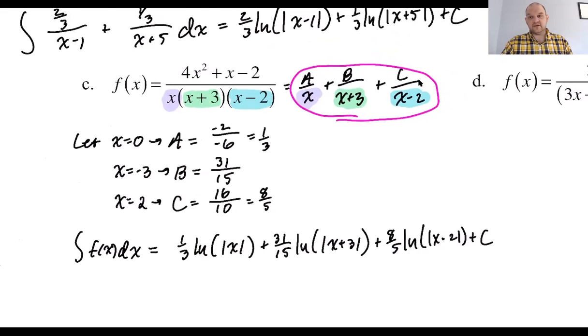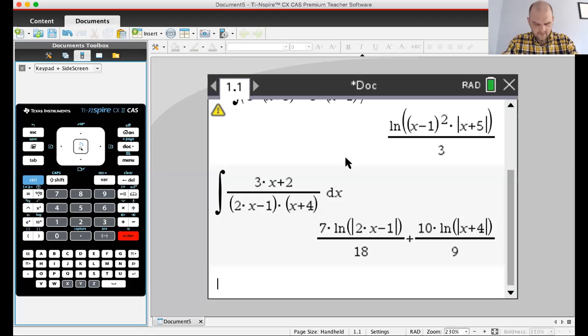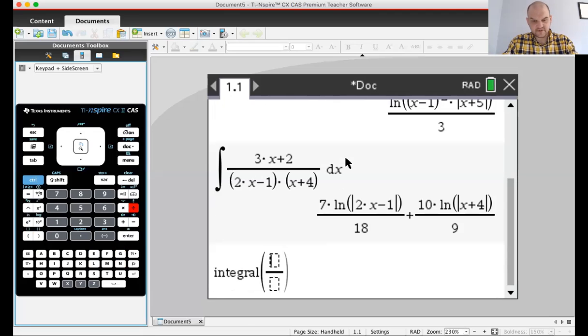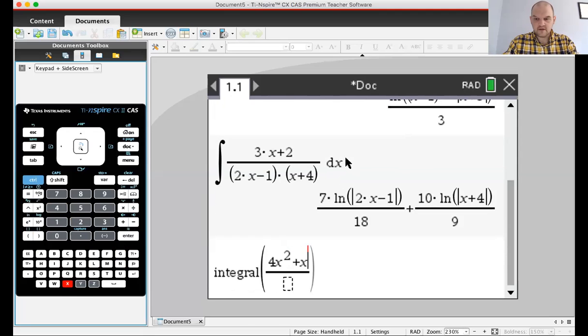Should we check? I guess so. Let's see. It's just so disappointing when it's wrong. You should always check, but the reason I don't want to check is I don't want to see that it's wrong so that I have to fix it.